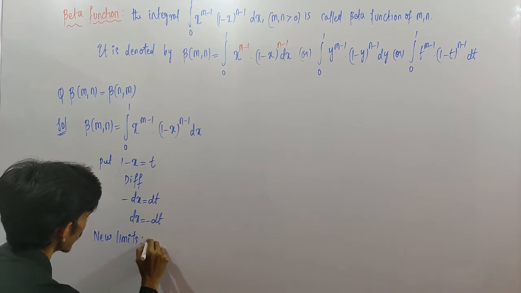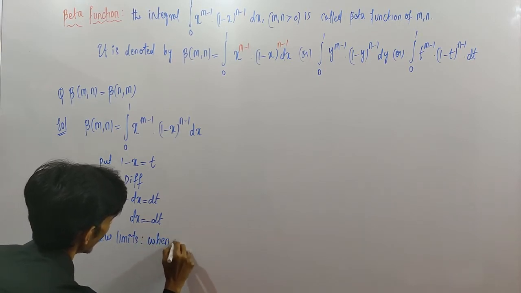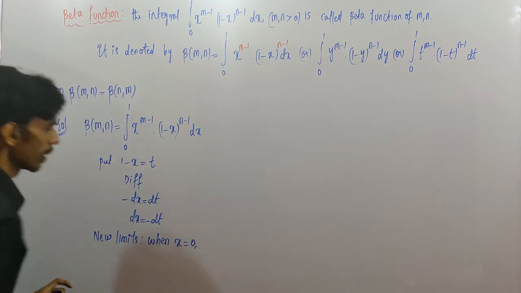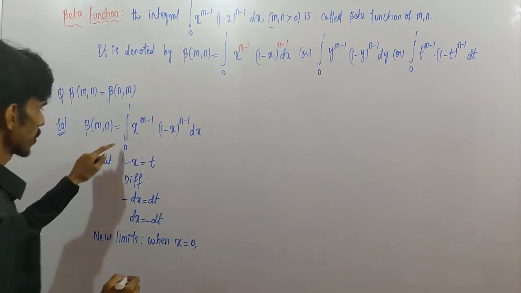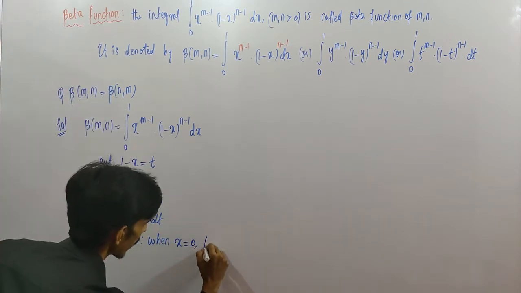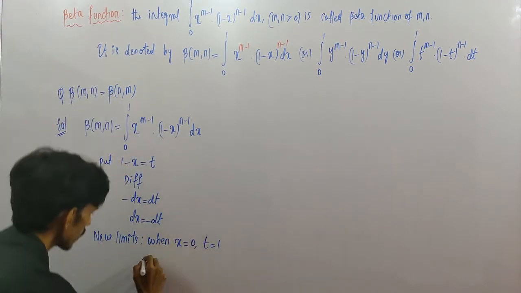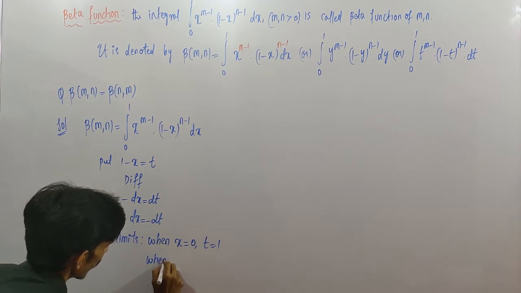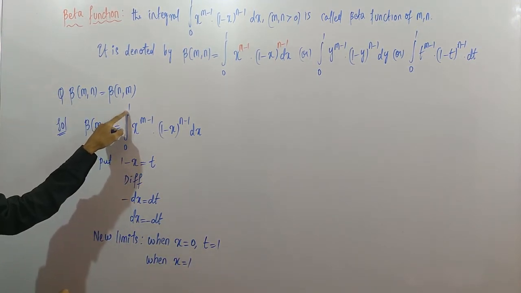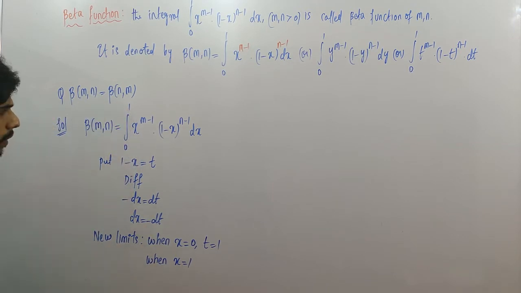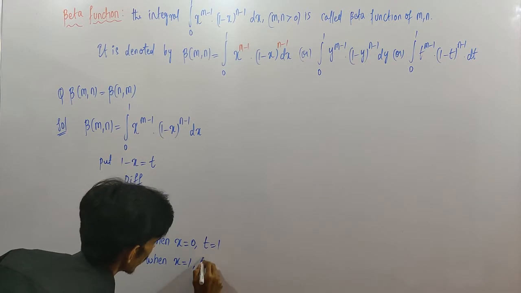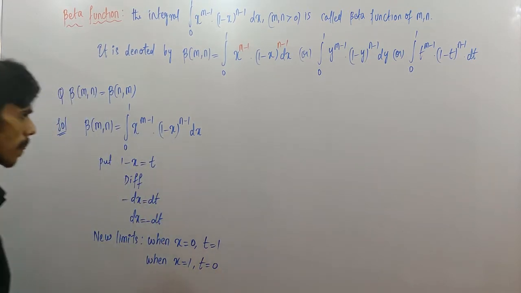New limits. When x equal to 0, that is lower limit. Substitute 0 here. We have 1 minus 0 is 1. So t will become 1. Upper limit when x is equals to 1. Here we have upper limit for x is 1. Substitute 1 here. We have 1 minus 1 is 0. So t will become 0.